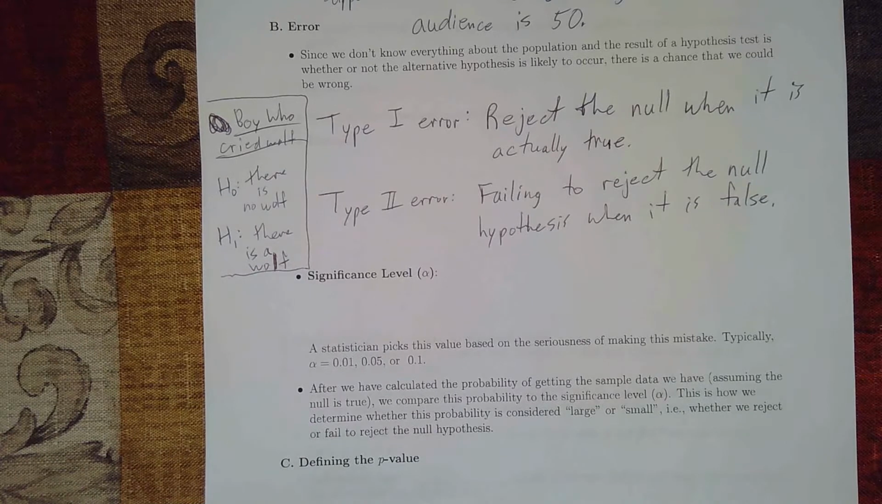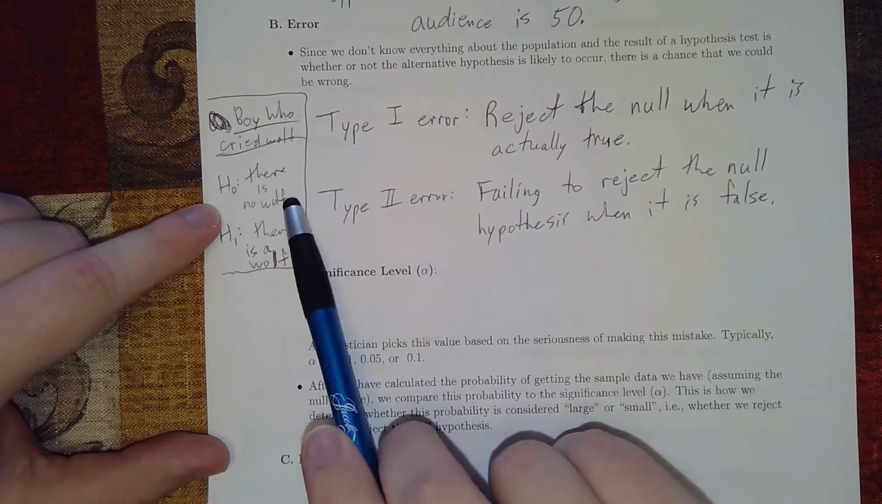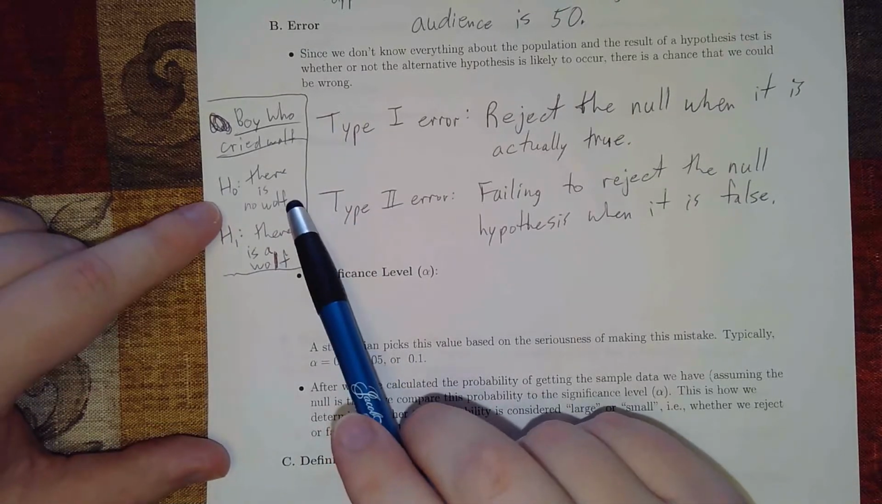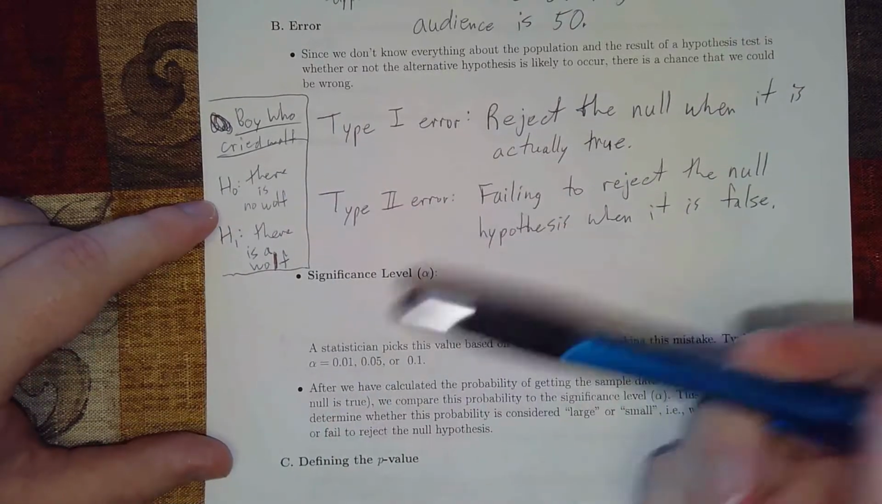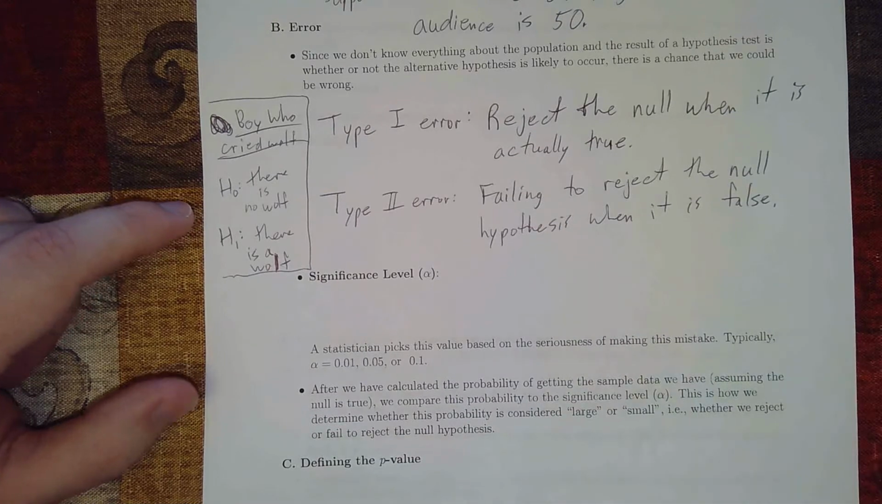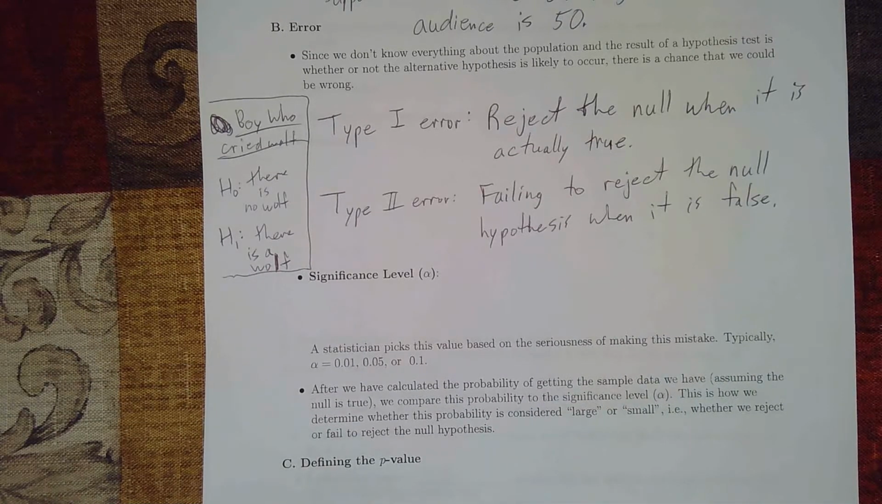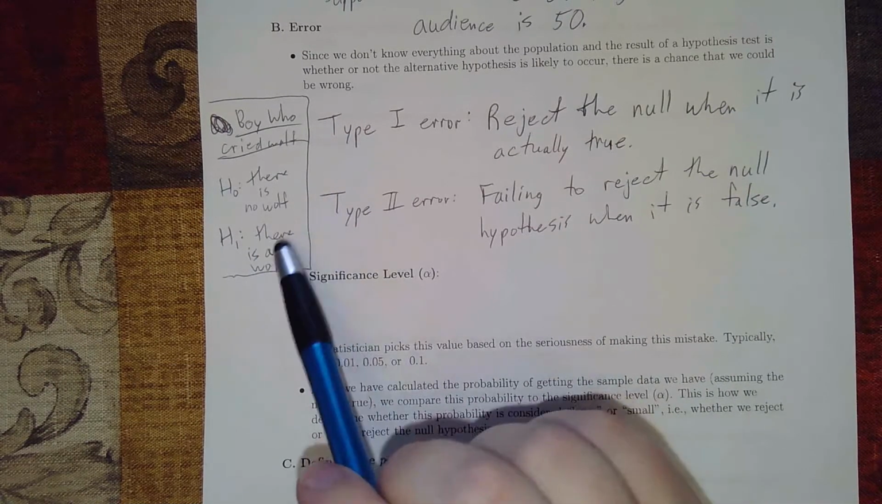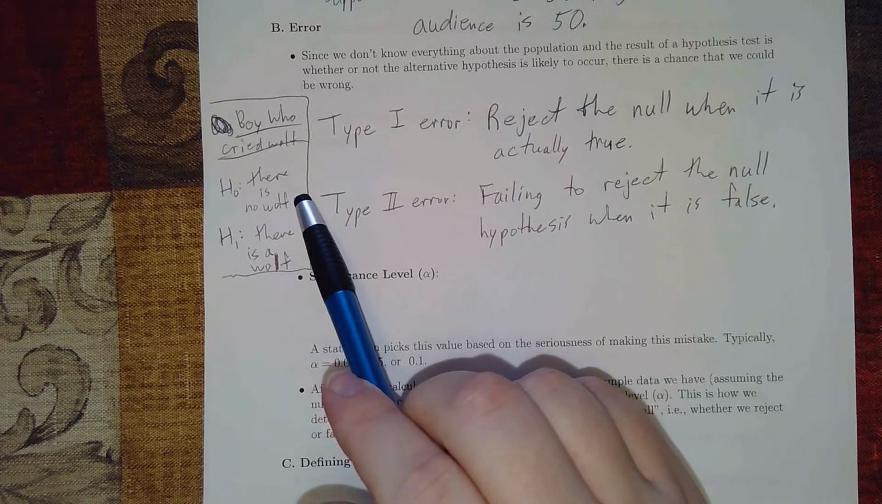Then the boy does this again. A couple of days later, he yells, there's a wolf, thinking, oh, I can get them again. So the villagers grab all their pitchforks and come running to help the boy. And it turns out there's no wolf again. So again, they make this type 1 error. They reject the idea that there's no wolf, and it turns out there really was no wolf.